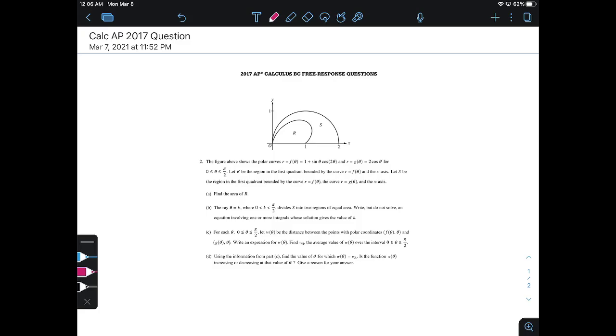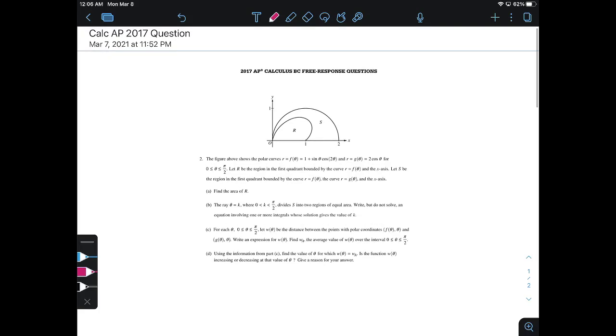Hello. Today we'll be quickly going over the 2017 AP Calculus BC Free Response question number 2. As it is an FRQ, we're going to try to keep it under 15 minutes for the actual solving of it. Maybe with some explanation I might go over, not entirely sure.